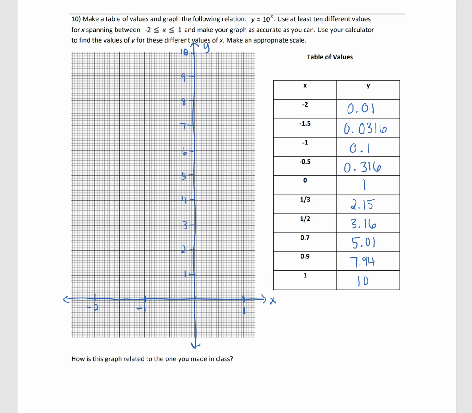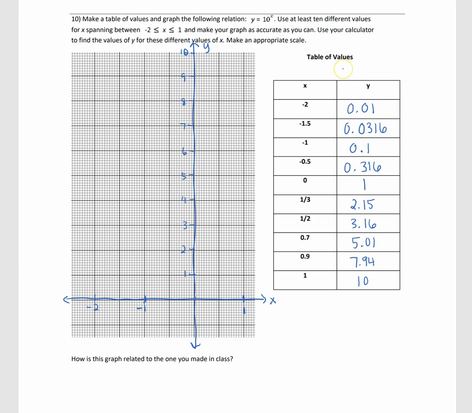Question 10 asks us to make a table of values and graph the following relation: y equals 10 to the power of x. It asks us to use at least 10 different values for x spanning -2 and +1 and make your graph as accurate as you can. Use your calculator to find the values of y for these different values of x and make an appropriate scale. So using these values for x that we've been given, I filled out the column for y.